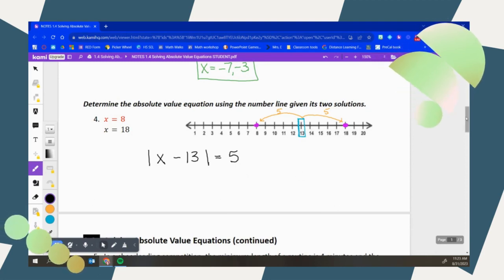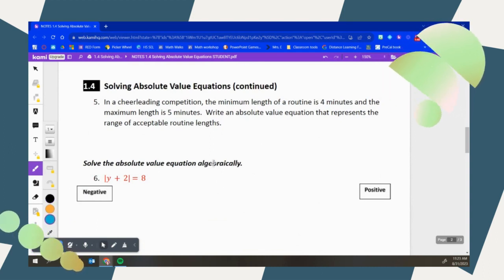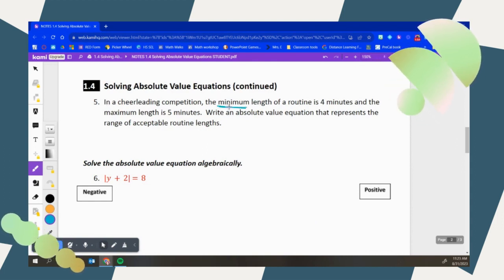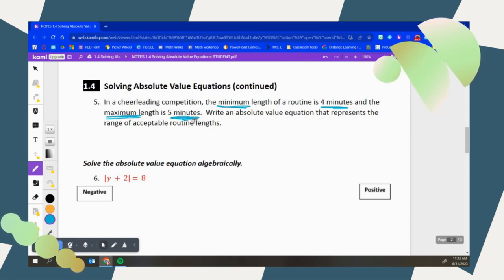All right, next problem is a word problem application of how absolute value would actually be applied in a real world situation. In a cheerleading competition, the minimum length of a routine is 4 minutes. The maximum length is 5 minutes. So the routine can be anywhere from 4 minutes all the way up to 5 minutes, right? 4 would be the minimum and 5 would be the maximum. Are y'all visualizing this okay?